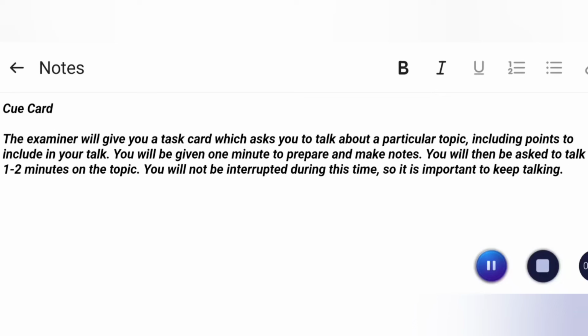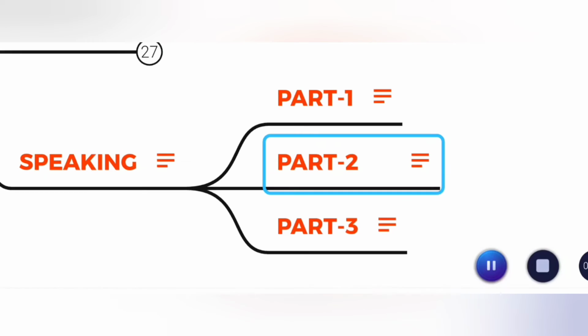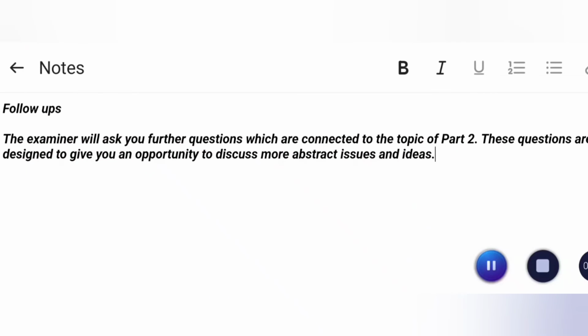Now, once you are done with the cue card, let's move to the next part. The next part is your part 3. Now what happens in part 3 is the follow-up questions. The examiner will ask you further questions which are connected to the topic of part 2, which means the cue card. These questions are designed to give you an opportunity to discuss more abstract issues and ideas.